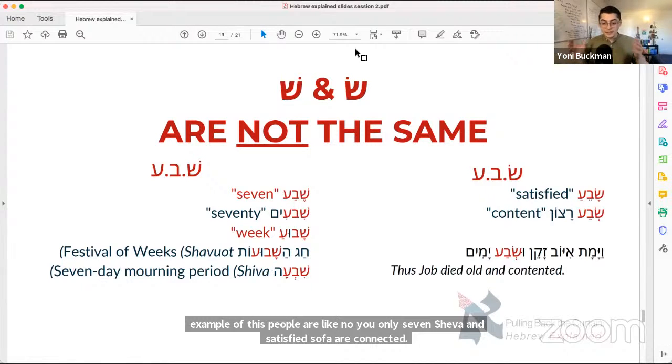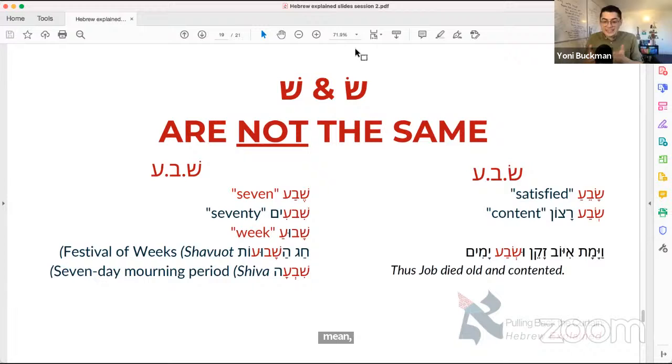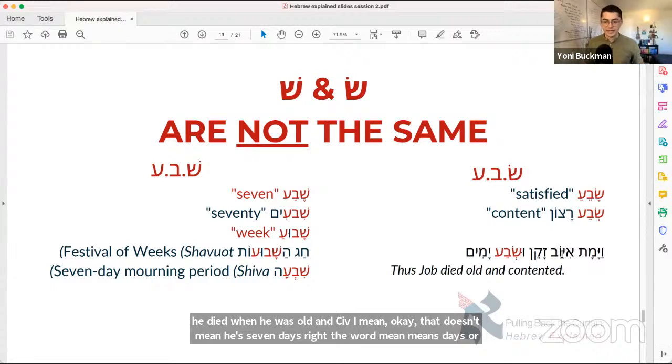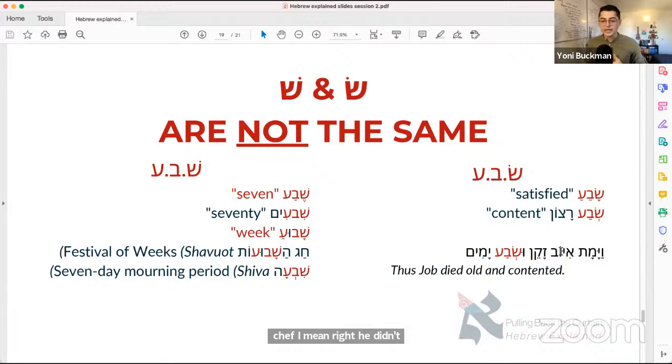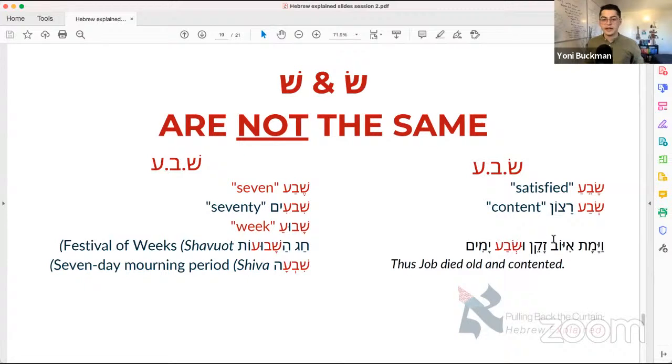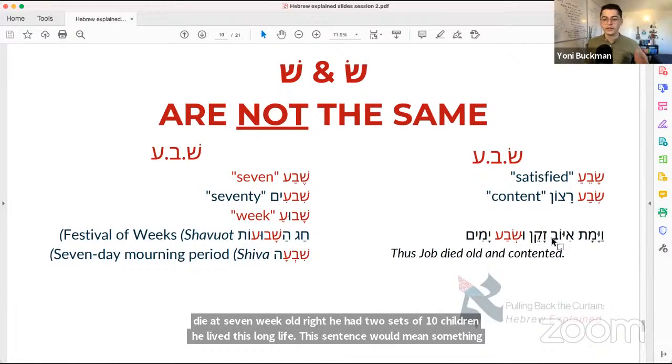Seva yamim isn't sheva yamim, right? He didn't die at a week old, right? He had 2 sets of 10 children. He lived this long life. This sentence would mean something very, very different, right? He was a very content infant who passed away at the end of this epic story. No, and it doesn't mean that he was 70 years old. I think it says that he was 140 or something like that. He is satisfied, right? He's gotten his wealth back. He's gotten his family back. He dies old and satisfied.